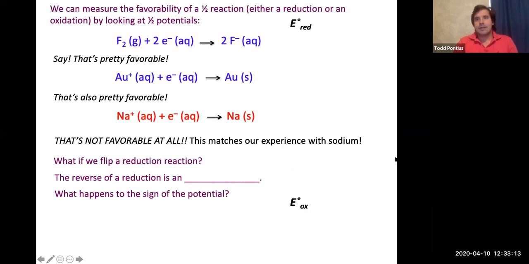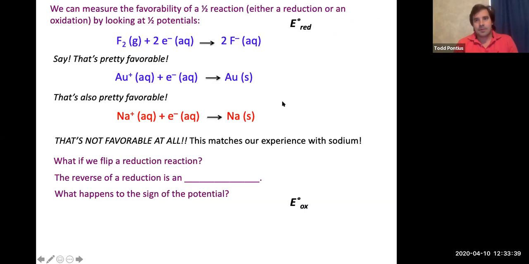So now let's talk about a way that we can see through numbers if something is favorable or not. So we have a whole slew of reactions here. And what we're going to do is stick basically a price tag onto these reactions. We're going to see if each one is favorable or not. And then we're going to see what that means in the context of a voltaic cell or battery.